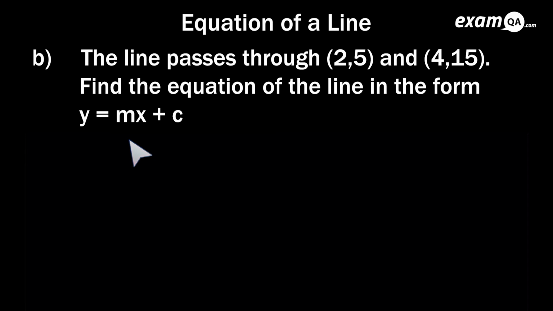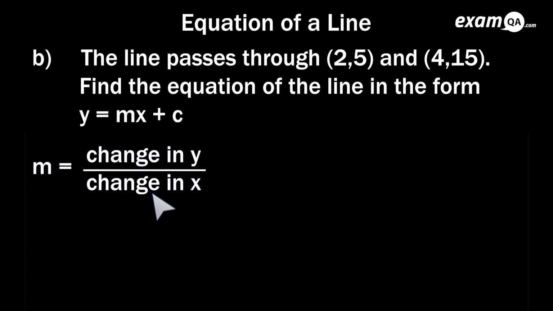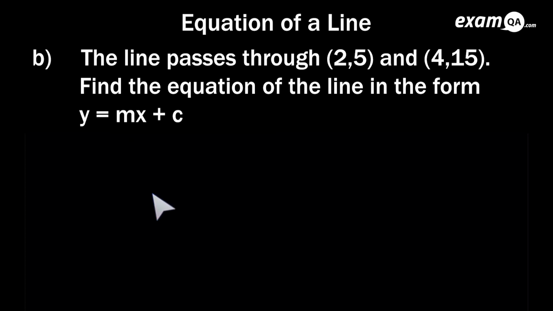So how are we going to do this question? The first thing we're going to do is work out the gradient. Now, if you've done the topic on gradient of a line, you know that the gradient of a line is simply change in y over change in x. So let's go ahead and work out the gradient first. Some of you might remember change in y over change in x as rise over run.